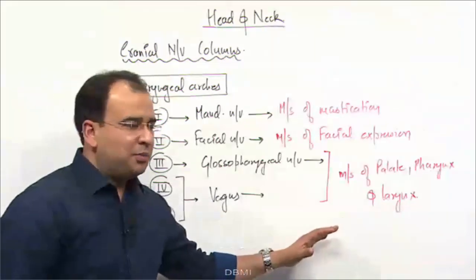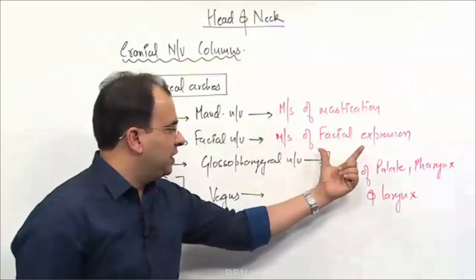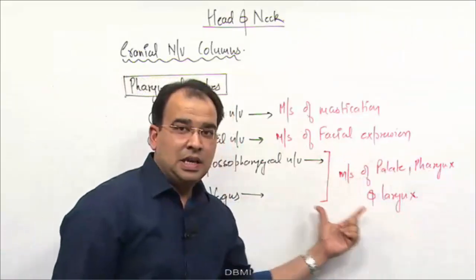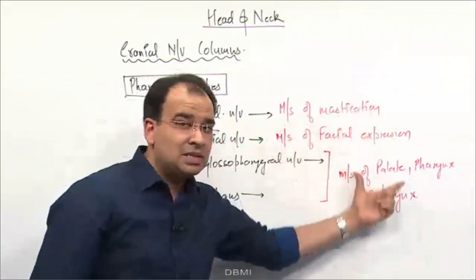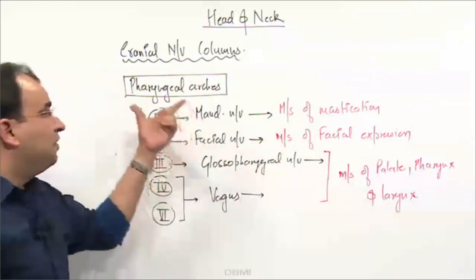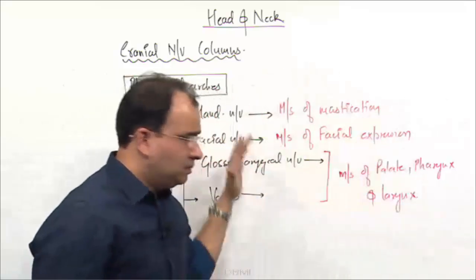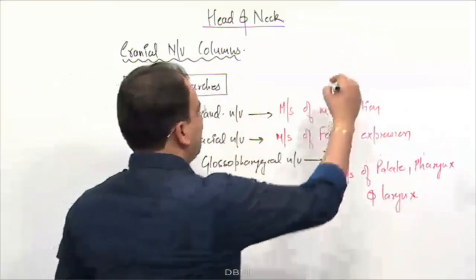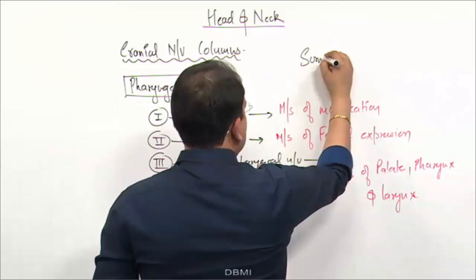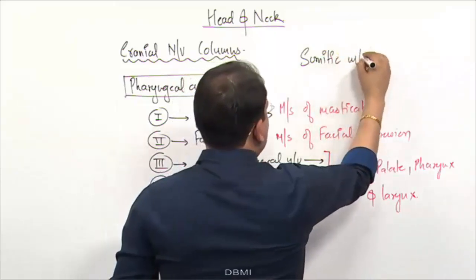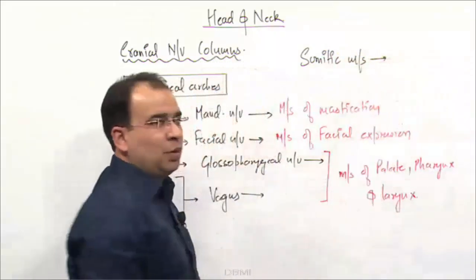Now what I am trying to say from here is that muscles of mastication, facial expression, palate, pharynx and larynx, these are the skeletal muscles in head and neck which are derived from pharyngeal arches. We said we have two types of skeletal muscle. One is this, and another group of skeletal muscle which is derived from somites, or you can say somatic muscles in head and neck. So what is left?